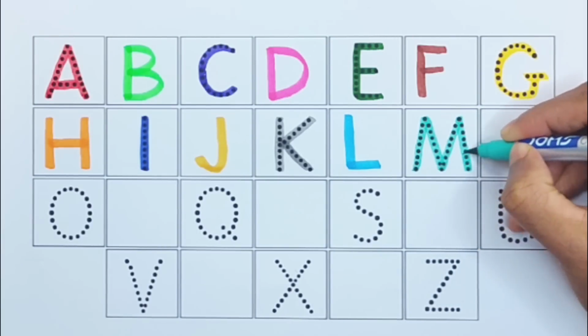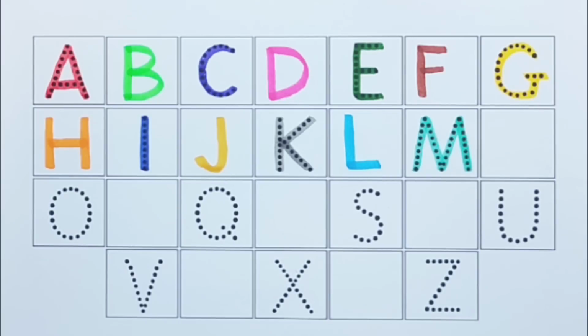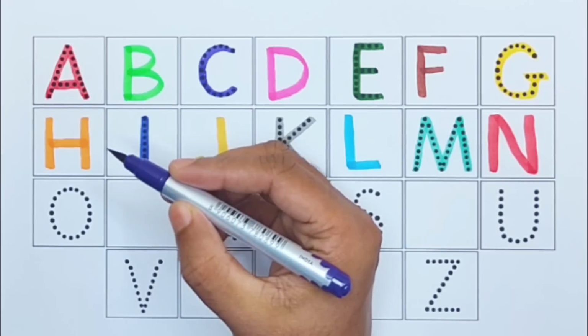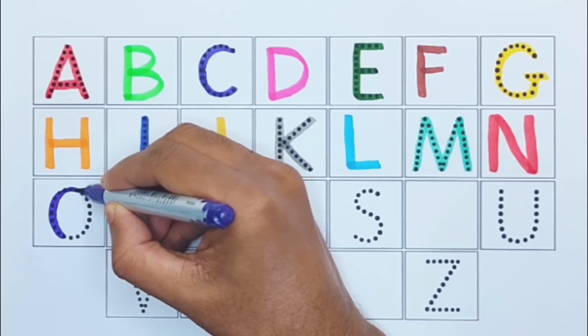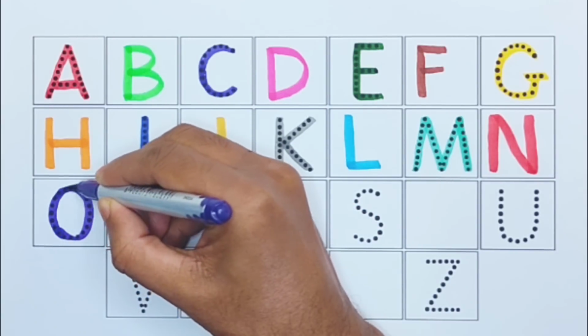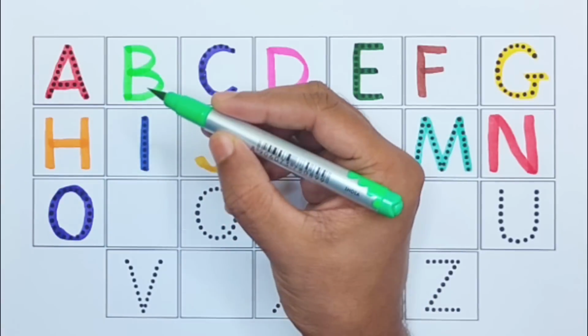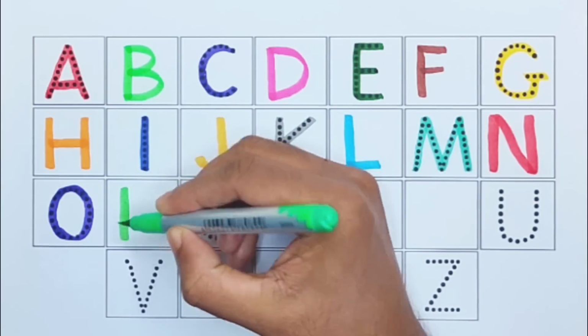M for mushroom. Red color. N for nuts. Purple color. O for onion. Light green color.